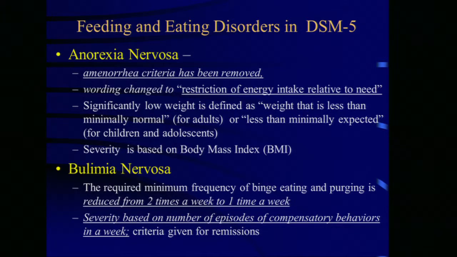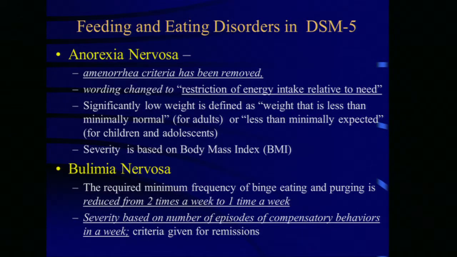Bulimia nervosa, the required minimum frequency of binge eating and purging is reduced from 2 times a week to 1 time a week to catch this earlier. The binge eating and the purging, that's really dangerous, and they use all those crazy things to get food out, and dangerous things happen. So we want to get it faster. The severity would be based on the number of episodes of compensatory behaviors in a week. And then there are some criteria given for remissions.